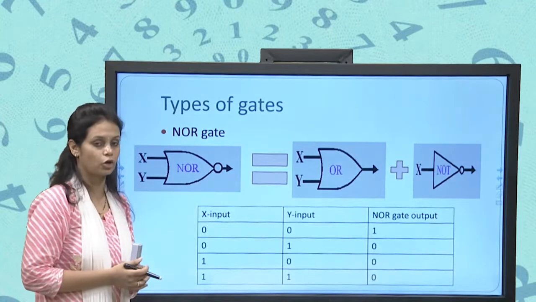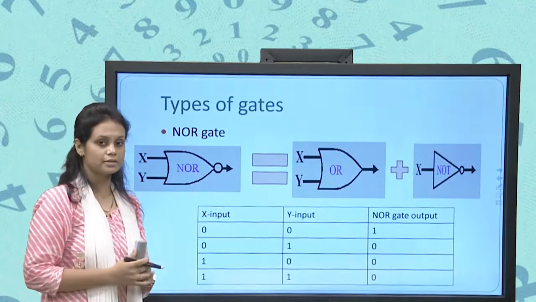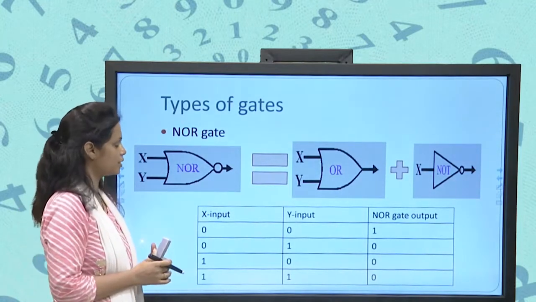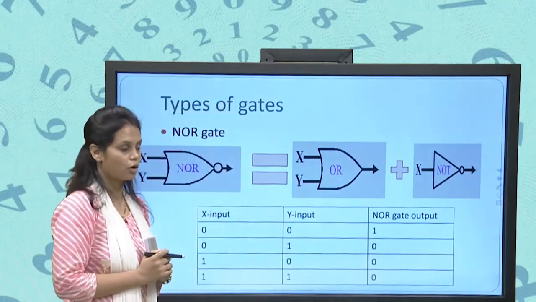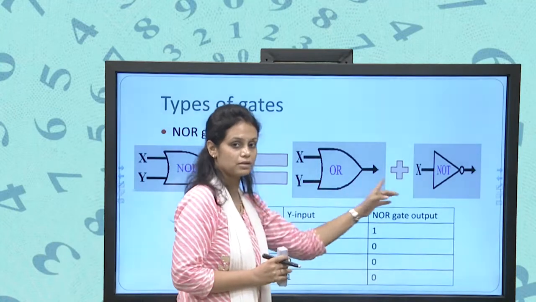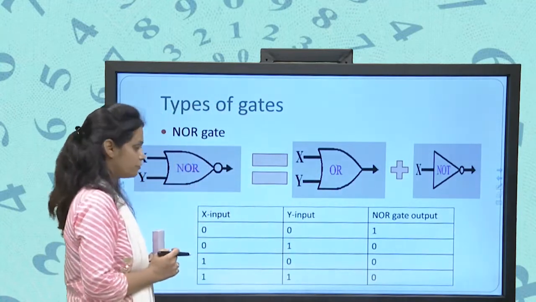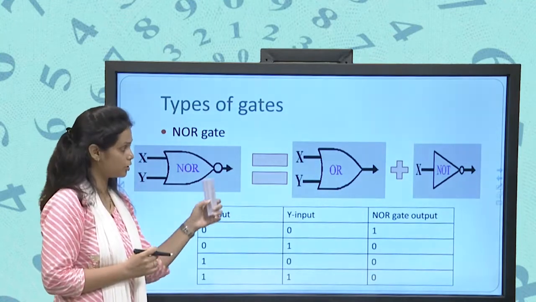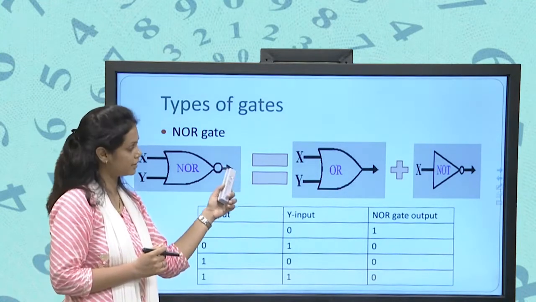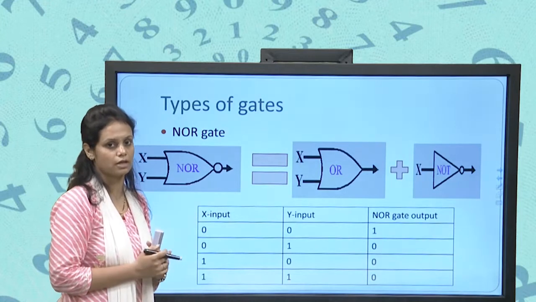Next is the NOR gate. Now see, what is the NOR gate? The NOR gate is the combination of the OR gate plus the NOT gate. We'll see some examples in detail. First we will perform the OR operation using the OR gate and then we will perform the NOT operation using the NOT gate.